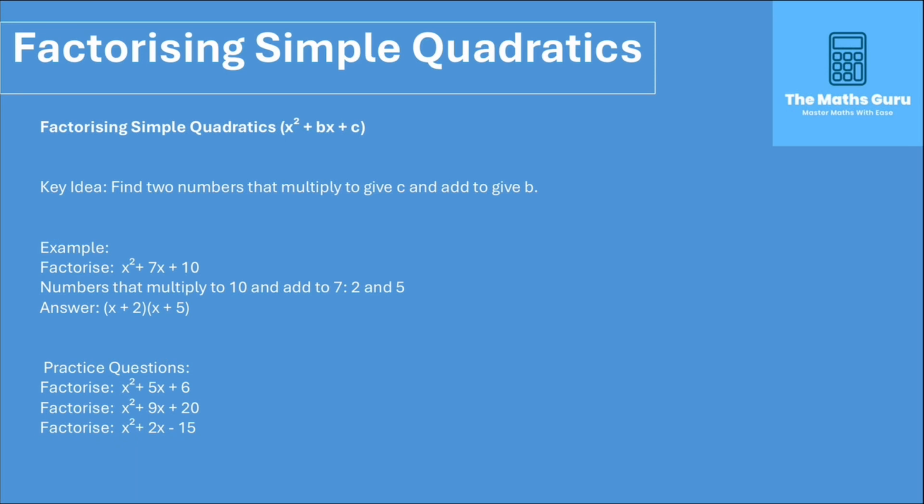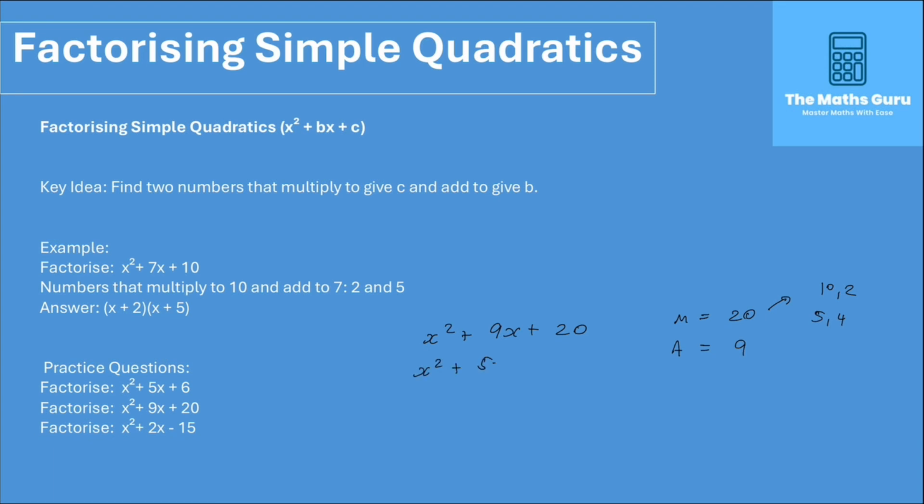Now, moving on to question number 2, we have x squared plus 9x plus 20. We need two numbers which multiply to give us positive 20 and add to give us 9. Start by labeling the factors of 20, and we get 10 and 2, 5 and 4. We can clearly see it's going to be 5 and 4 because 5 plus 4 is going to give us our 9.